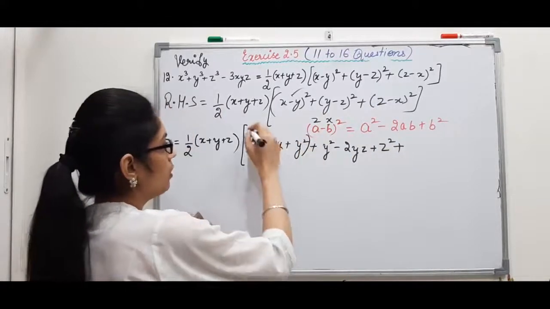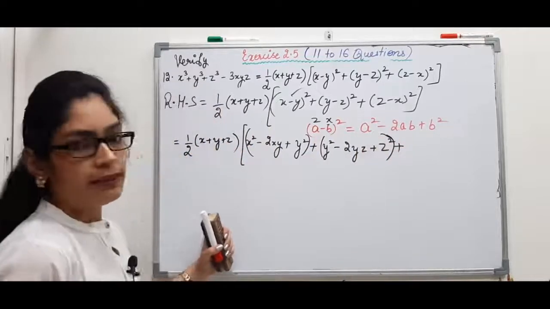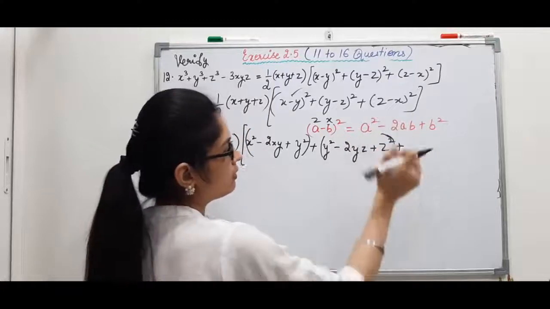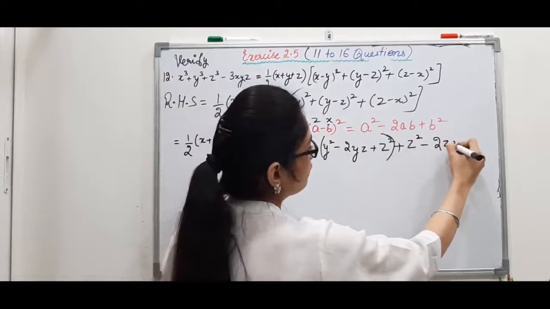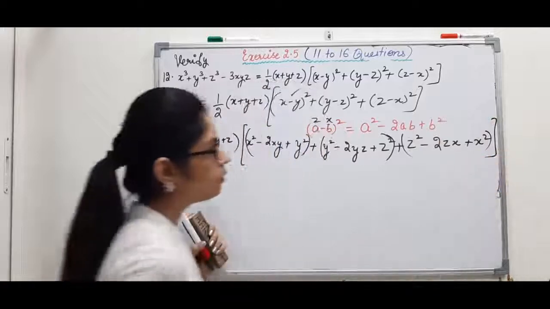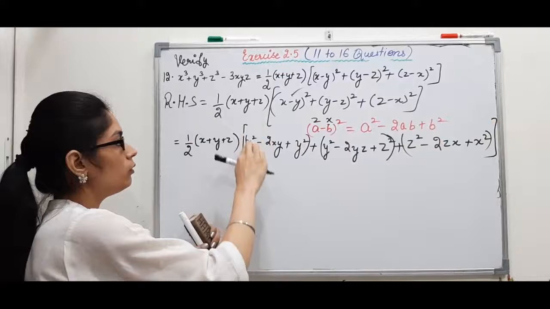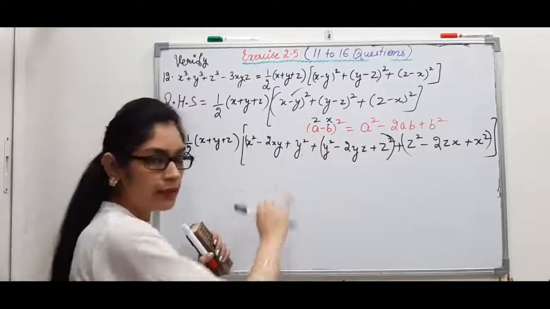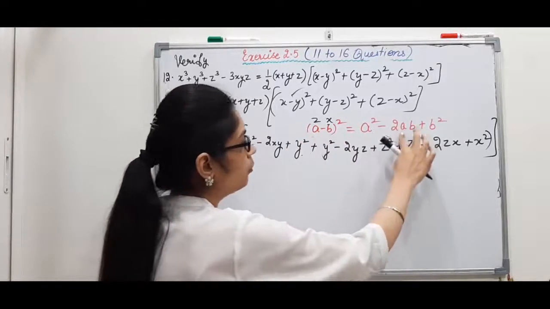If you want you can put brackets also for your understanding. Now here, z and x we have to put in this expression. So z square minus 2zx plus x square. If you want you can put brackets. Now we can remove the brackets. Actually we don't have to write the brackets. If you want, you can write the brackets in this step and remove them in the next step. Here itself I am going to remove them.